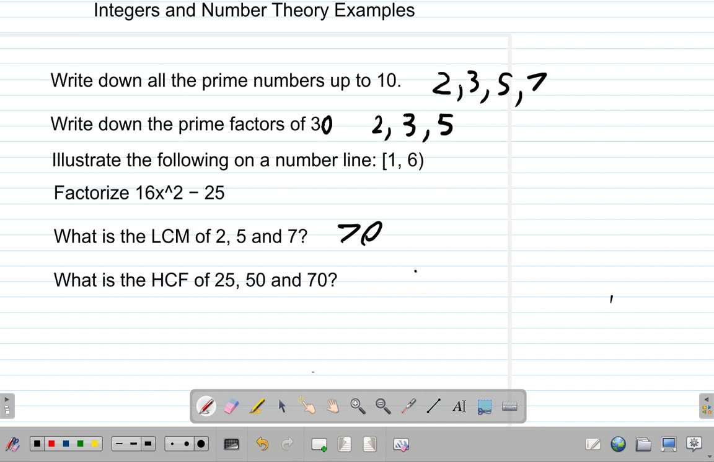Alright. What else can divide into 25 and 50? Let's see. What else can divide into 25? 5 can go into 25. Good. Without leaving a remainder. Can 5 go into 50 without leaving a remainder? Yes. Can 5 go into 70 without leaving a remainder? Yes. Alright, so 5 is the highest common factor of 25, 50, and 70.